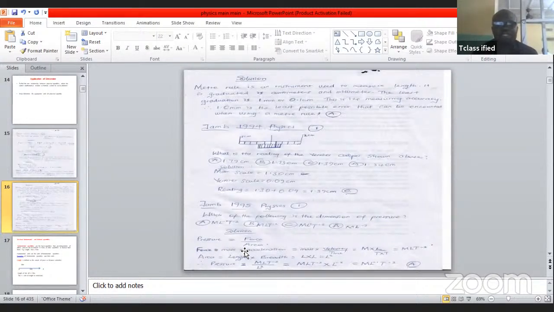And we know that force is equal to mass times acceleration. So mass is a fundamental quantity, but acceleration is not. So we need to still break acceleration down. So what is acceleration? Acceleration is velocity over time. So we can see that mass is a fundamental quantity, time is a fundamental quantity, but velocity is not. So we still need to break velocity down. So what is velocity? Velocity is distance over time or displacement over time, which is L over T.